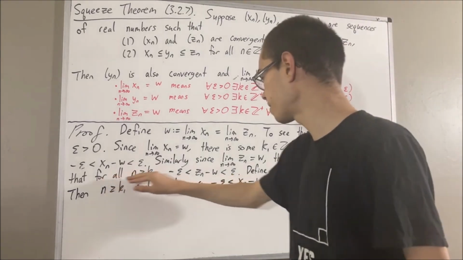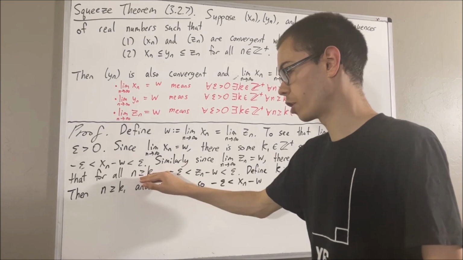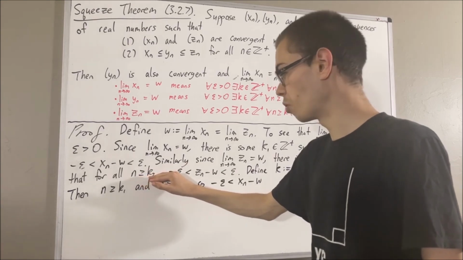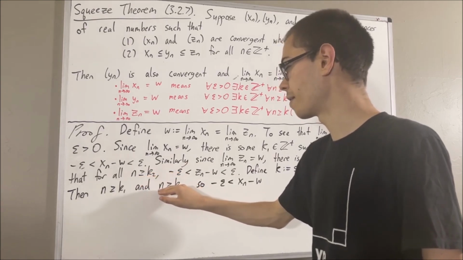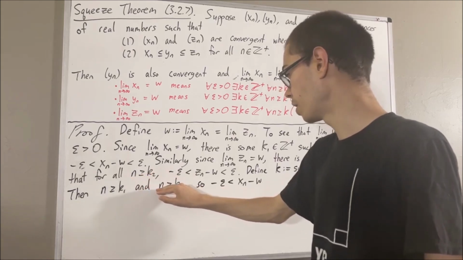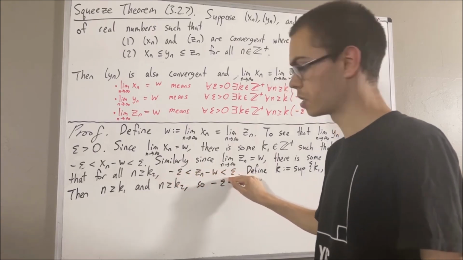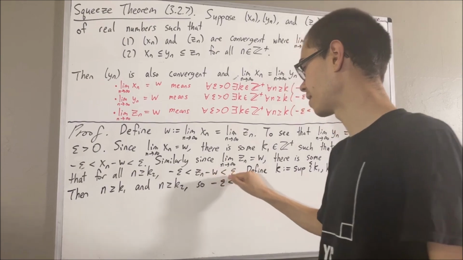Also, we know that this statement is true, which means this holds for every positive integer greater than or equal to k2. So it must hold for the positive integer n that we have here. So taking n to be the n we have here, we have that the negative epsilon is less than zn minus w, which is less than epsilon. So zn minus w is less than epsilon.